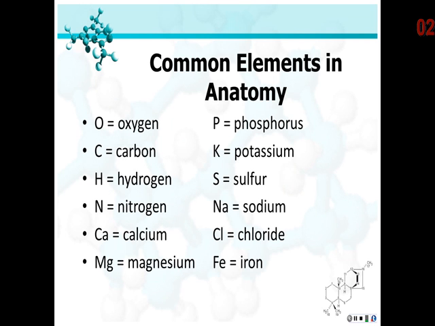Here are a few of the most common elements found in anatomy and physiology. Knowing the chemical symbols of these is helpful, and most of them are pretty easy to remember. These include oxygen, carbon, hydrogen, nitrogen, calcium, magnesium, phosphorus, potassium, sulfur, sodium, chlorine, and iron.